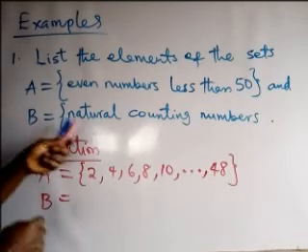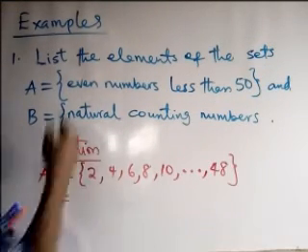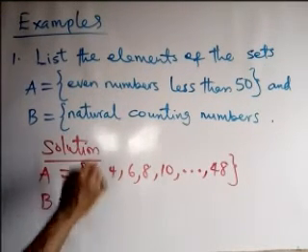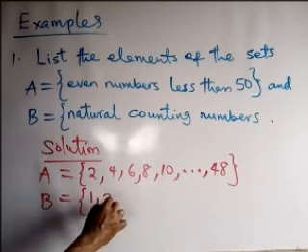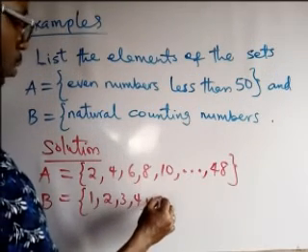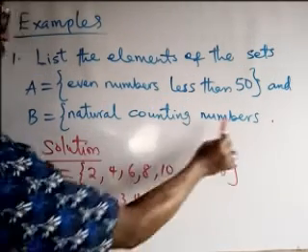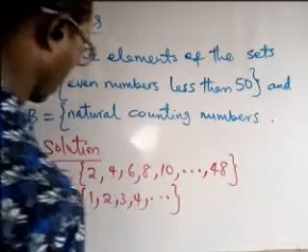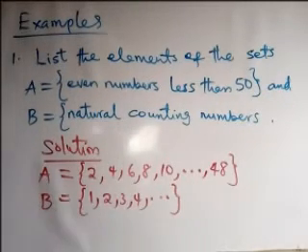Now, B, natural counting numbers. Those natural numbers. When you're counting numbers naturally, you start from 1, 2, 3, 4. And the list goes on, so this you cannot exhaust. So you just stop like that. And that's it.